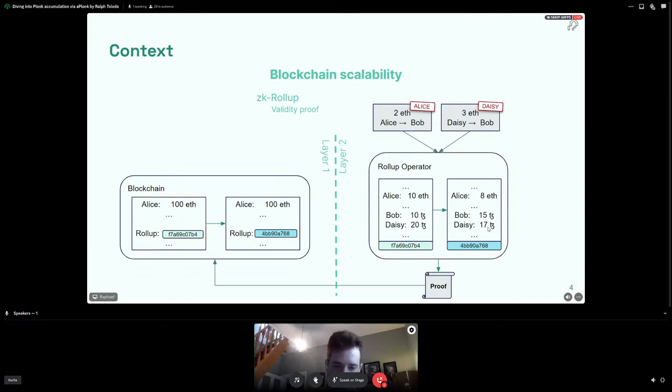When this proof is computed, we can send the commitment of this new state on the main blockchain. So you can see here that Alice on main chain still has the same balance, but the rollup state has changed from F7A69B07B4 to 4BB90A768. Here, what we're really interested in is how to generate the proof. Why? It's because it's very expensive, as I said before, to generate proofs. And we might have thousands of transactions that we want to validate at once. So our take on it was to work on proof aggregation.